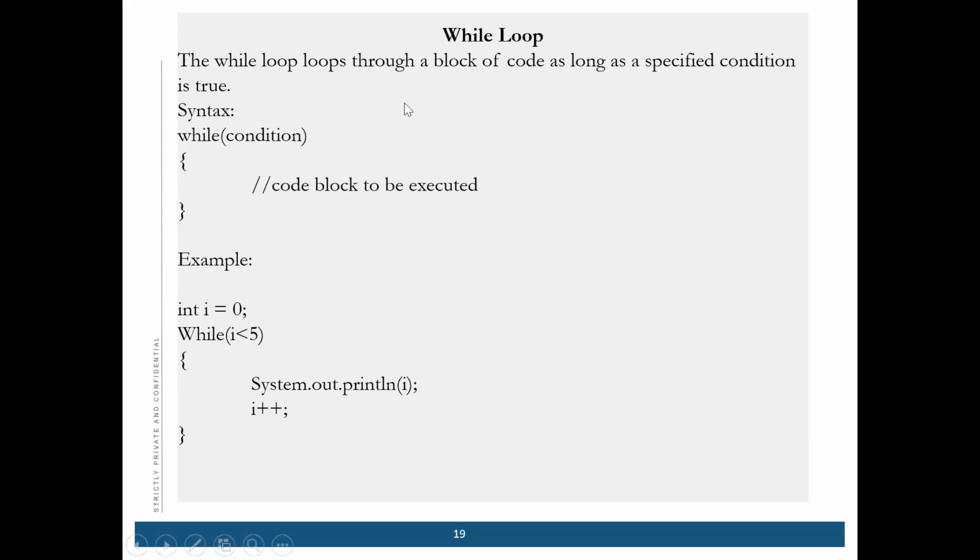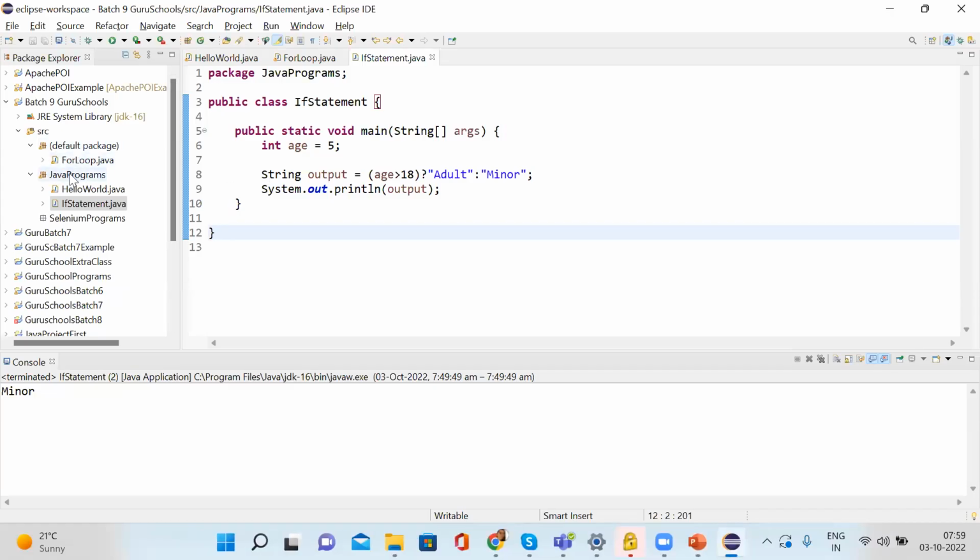In a while loop, first we check the condition, whether it is true or false. Then only we enter into the loop. Suppose integer I is equal to 0. If I is less than 5, then only we enter into the loop, print I, and increment it. How many times will it print the I value? Five, because it is starting from 0.